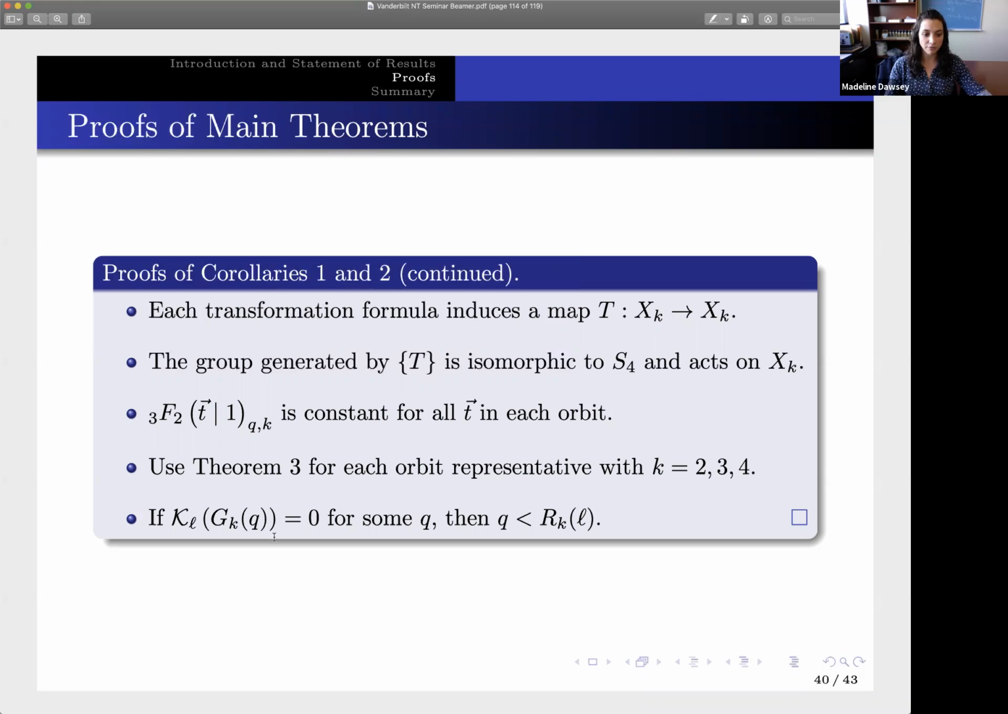But then we tried to find the largest Q for each K equals 2, 3, and 4, for which you get 0 in the formula. And then when we found the largest Q so that you get 0, that's a lower bound for the Ramsey number.